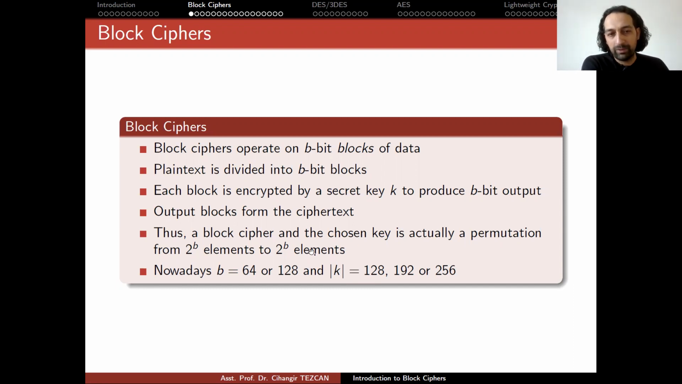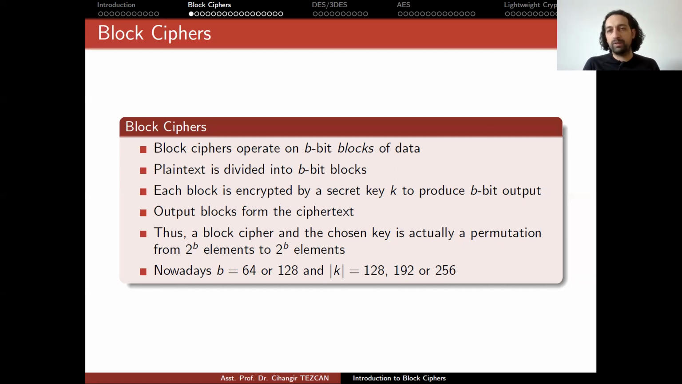So let's go back to our definition. We said that the input and output sizes are fixed, that they are b-bit blocks. So as an input, since we are talking about bits, you can have 2 to the b different inputs, and you are mapping them to 2 to the b outputs.